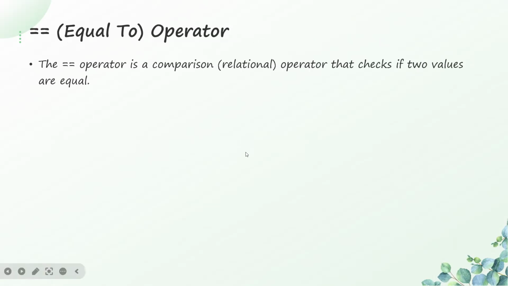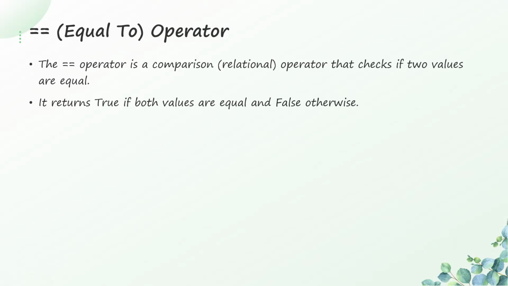The equal to operator is a comparison operator that checks if two values are equal. Is A equal to B? Is 10 equal to 8? Is 10 equal to 10? Is 5 equal to 15? Do you understand? So we are comparing two values. It returns true if both values are equal, and false if they are not equal. Is 10 equal to 20? Of course, 10 is not equal to 20, so it will return false. Is 10 equal to 10? Yes, so that is true. That's how it goes.